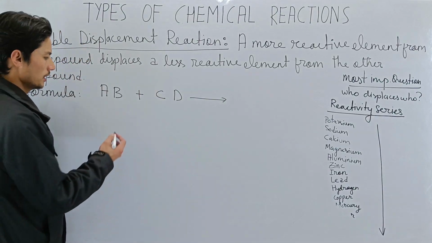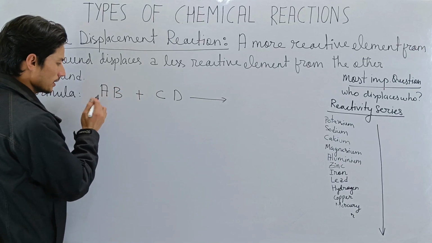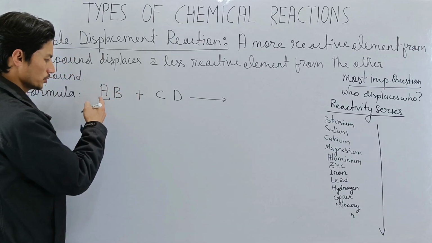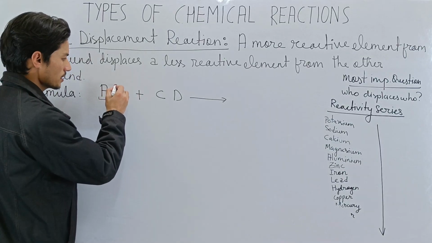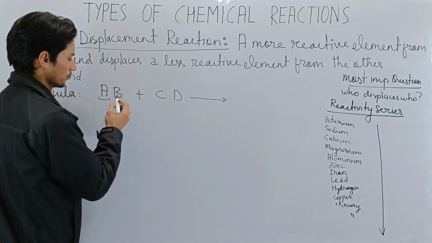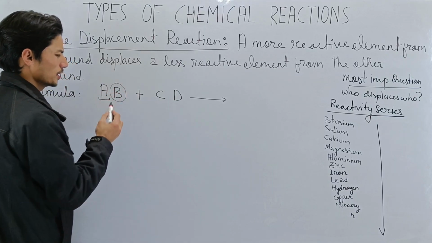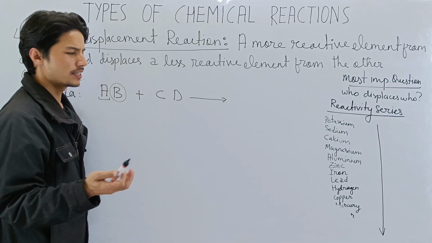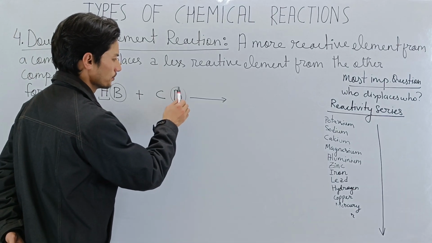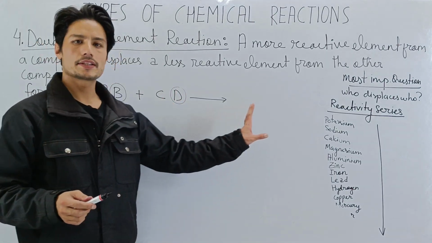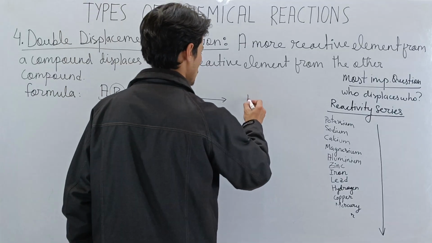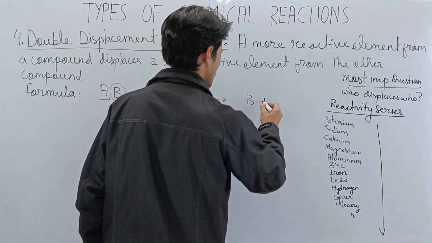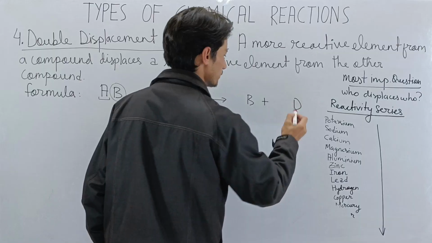So I already told you that the metal is the first element. So this is the metal, okay, and this one is the non-metal. They don't play any role in double displacement, nor do they play any role in simple displacement. So they remain in their places. So B will be here, then we have a plus, and similarly D will be here.